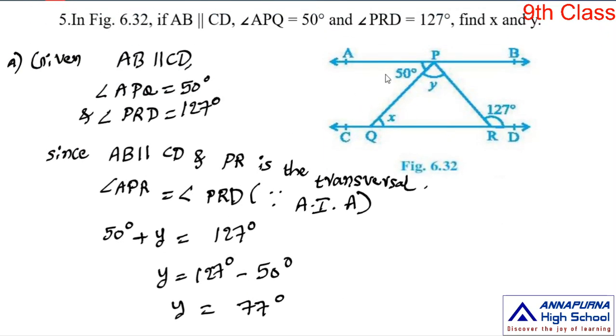Next, see the figure. AB is parallel to CD and PQ is the transversal. So angle APQ and angle PQR are alternate interior angles and equal. So angle APQ is equal to 50 degrees is equal to x.